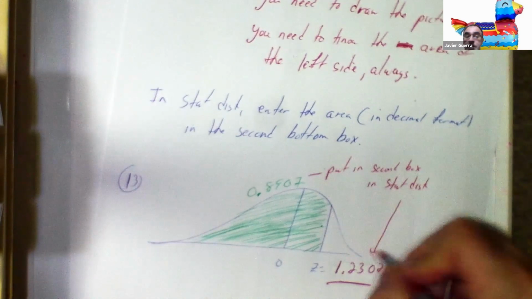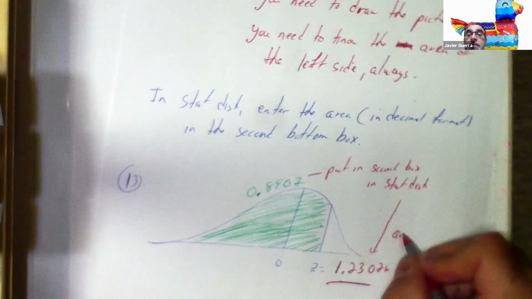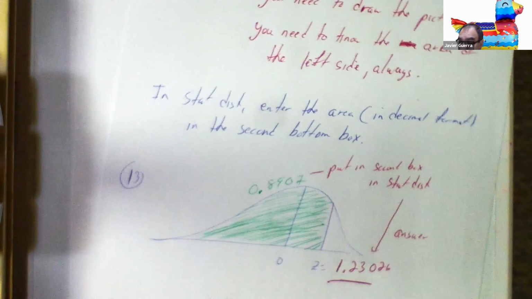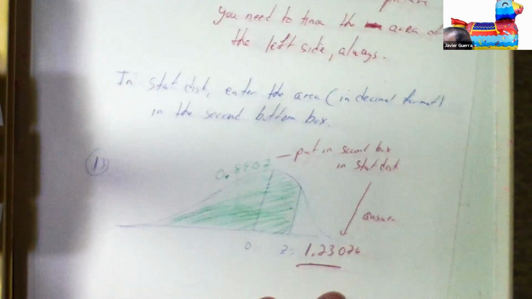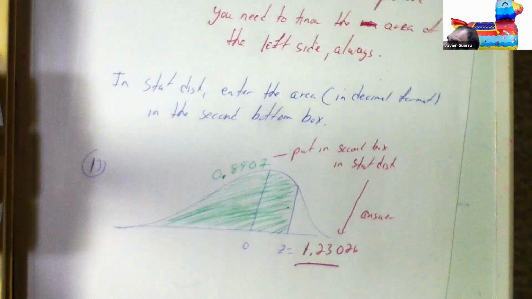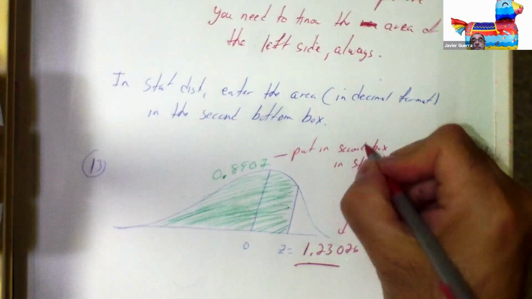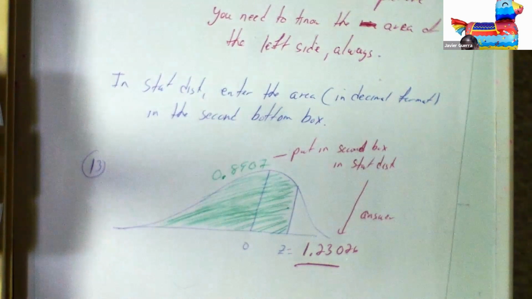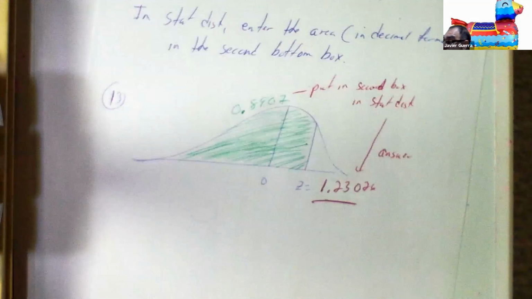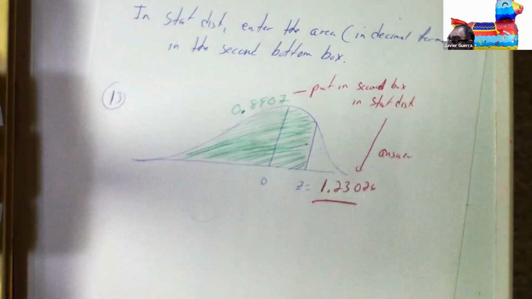There you go. Put it in the second box in StatDisk. Let's do 14.